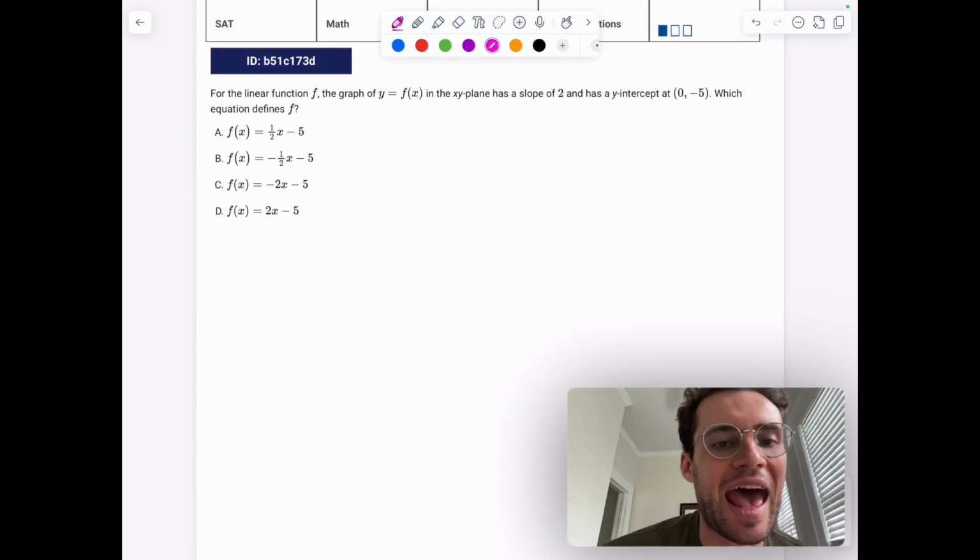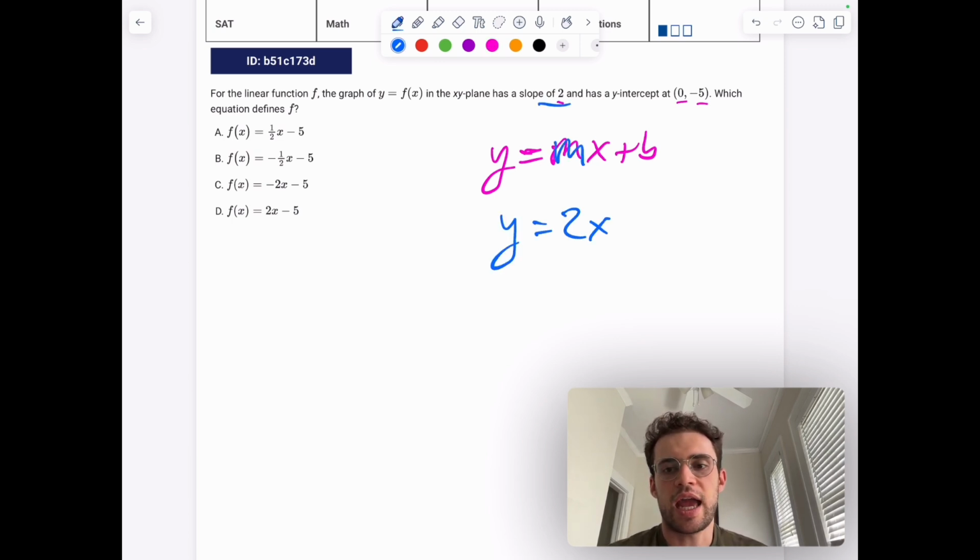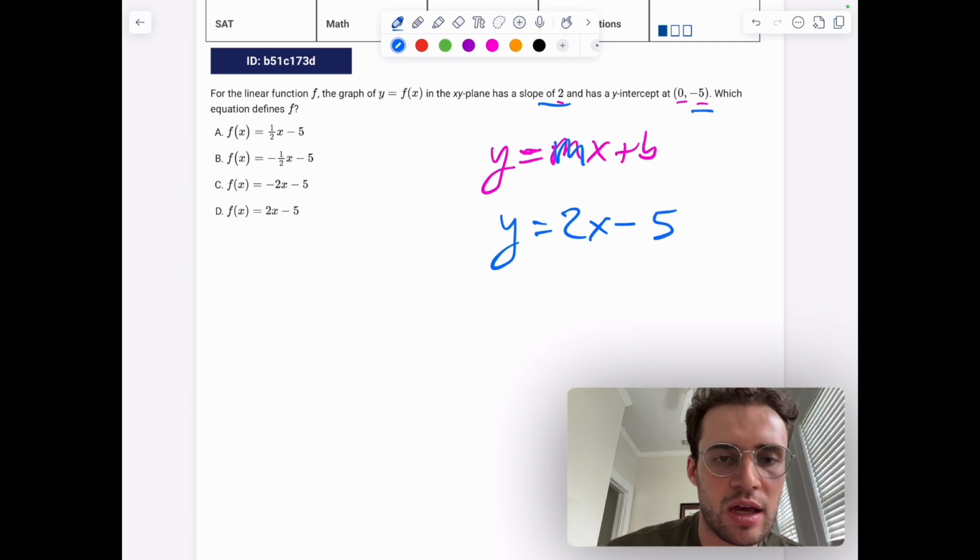For the linear function f, the graph of y equals f of x in the xy plane has a slope of 2 and a y-intercept at (0, -5). All right, so we know that if we write a linear equation in slope-intercept form, it's y equals mx plus b, where m will be your slope. That's going to be 2. So we get y equals 2x, and b will be your y-intercept. So when x is 0, it's y. In this case, it's -5. So 2x plus -5 is the same as 2x minus 5. So we have y equals 2x minus 5. Again, they're writing it as f of x. So f of x is equal to 2x minus 5, and that would be choice D.